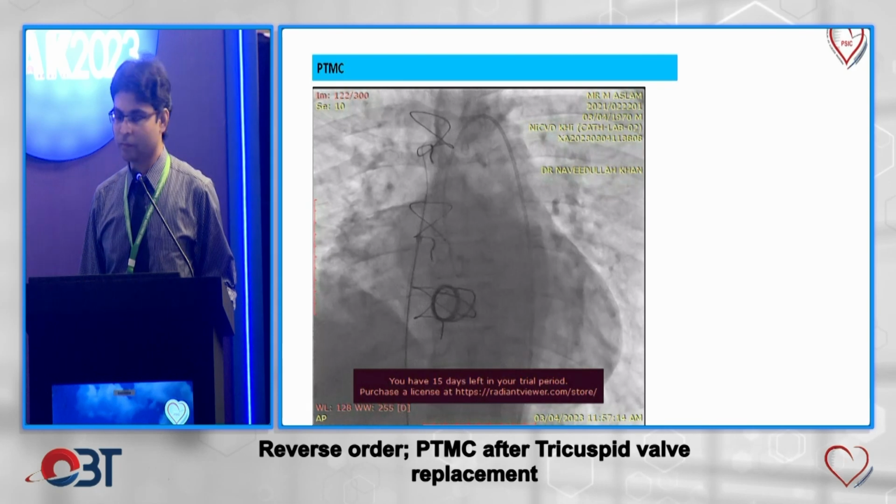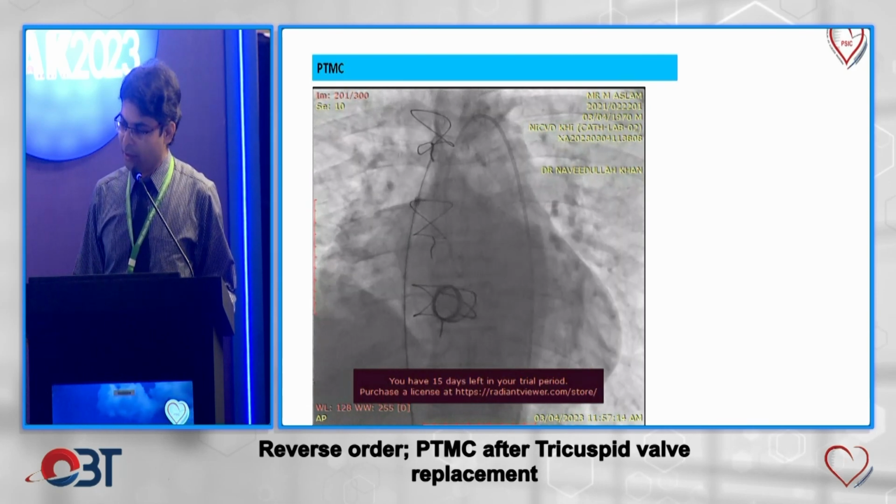Sorry, what was your approach? Femoral. Both femoral? Right femoral.